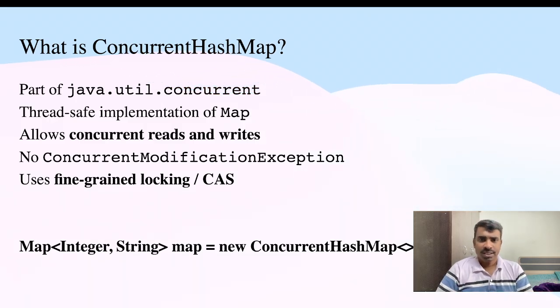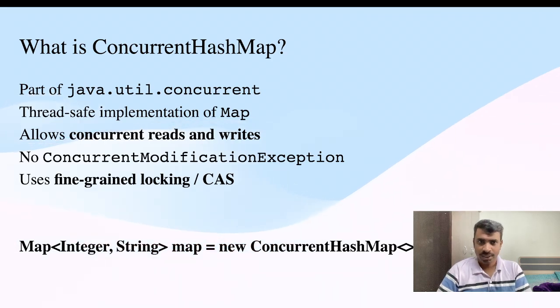So what is a concurrent hash map? It is part of the java.util.concurrent package. It is a thread safe implementation of map, allows concurrent reads and writes, no concurrent modification exception, uses fine-grained locking, meaning CAS. CAS means compare and swap. It is a technology used in concurrent hash map.